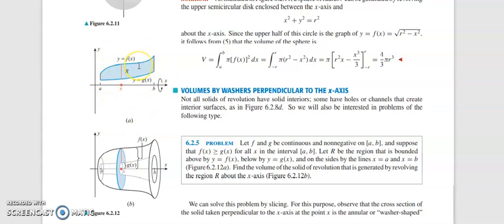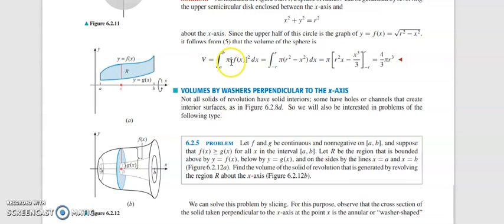So here the region is bounded by the curves y equal to f of x and y equal to g of x. Here f and g are continuous and non-negative on the closed interval AB, and f is greater than or equal to g for all x in the closed interval AB. So R is a region bounded above by y equal to f of x, below by y equal to g of x, and on the sides by the lines x equal to a and x equal to b. We revolve this region, and we need to find the volume of the solid obtained. So that is our problem.